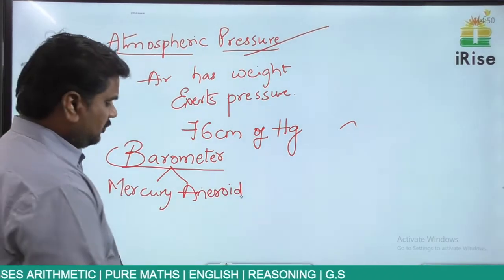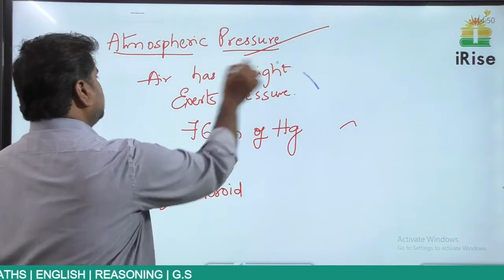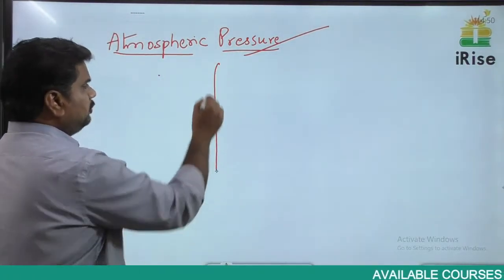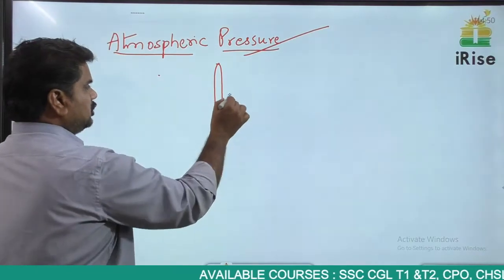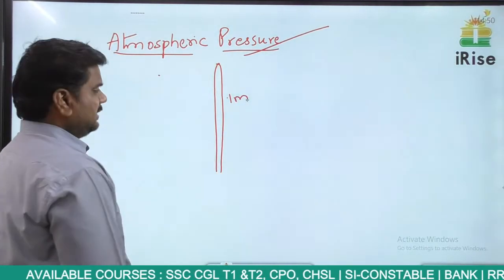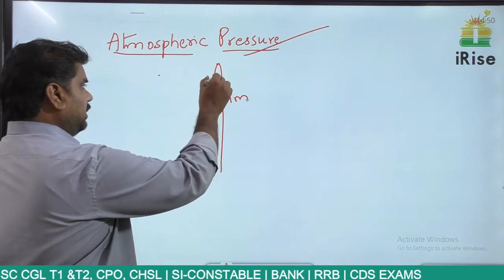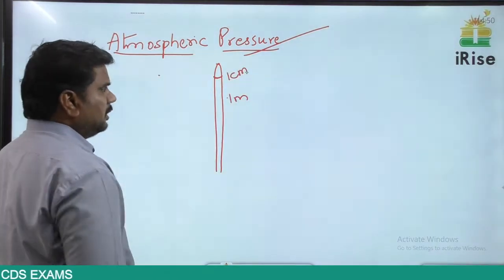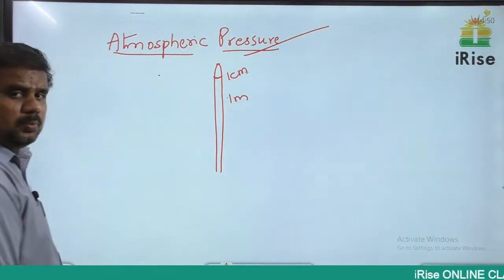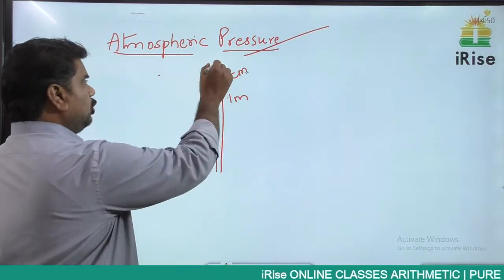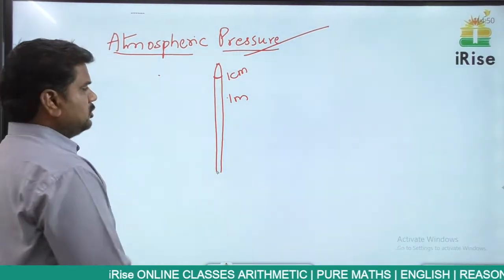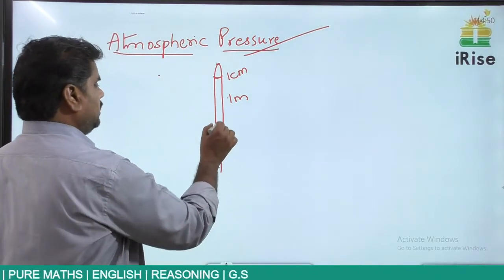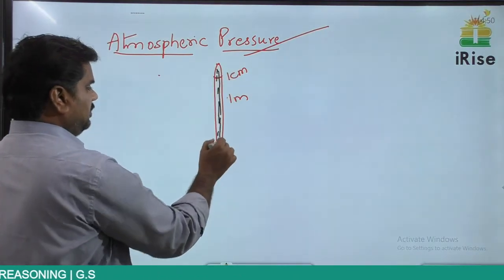Now what is the mercury barometer? First you take a glass tube which is 1 meter in length. The diameter of this glass tube is around 1 centimeter. This glass tube is closed at one end and open at the other end, and the glass tube is completely filled with mercury.